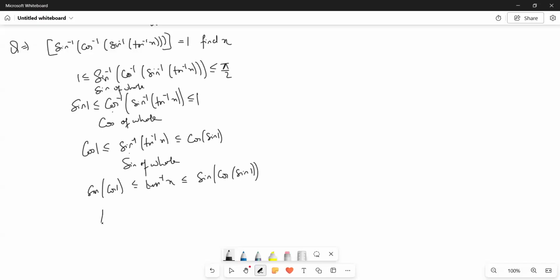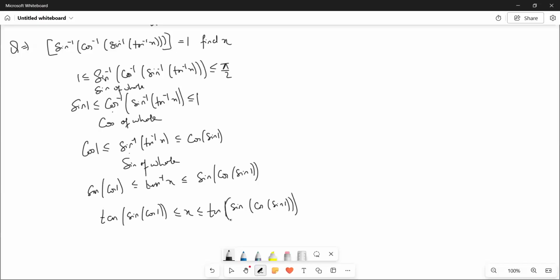And lastly, tan of the whole thing. So we'll have tan of sine of cos 1 is less than equal to x is less than equal to tan of sine of cos of sine 1. That will be the answer. I hope everyone is able to follow this.